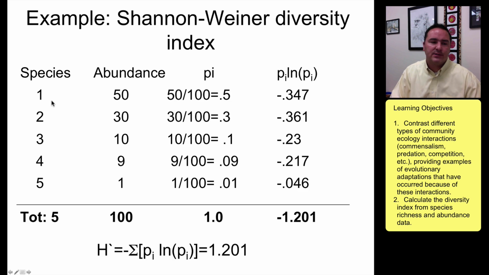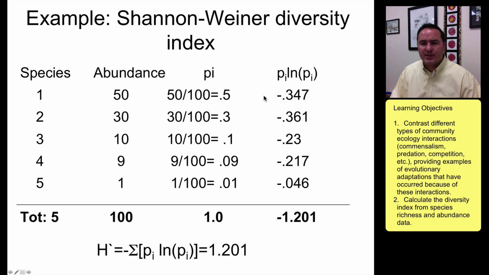So if I were to look at this example here where we have species 1, 2, 3, 4, and 5, and here are the relative abundances of those 5 species. In order to calculate the P sub i, you simply take the absolute abundance of each species and divide it by the total abundance. And so if you add up all of these abundances, I make it nice and easy here, it adds up to 100. So 50 divided by 100 is 0.5, 30 divided by 100 is 0.3, and so forth. And of course, these P sub i numbers should all add up to 1 because they are frequencies.